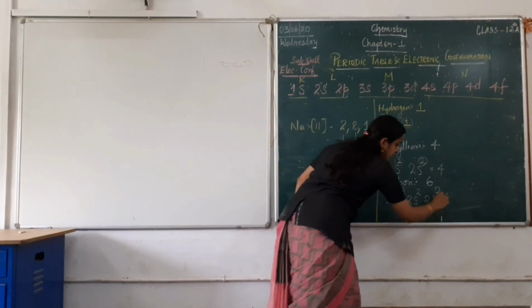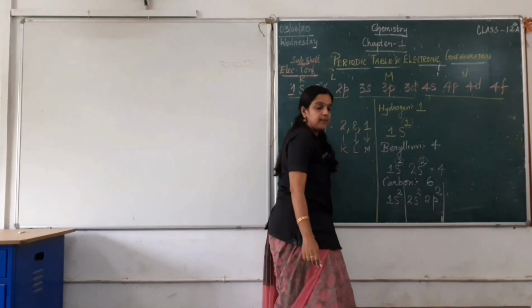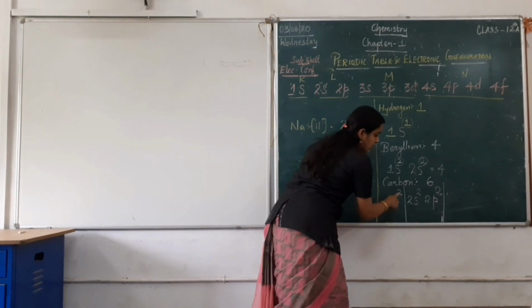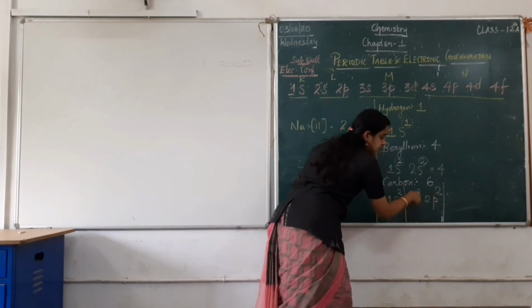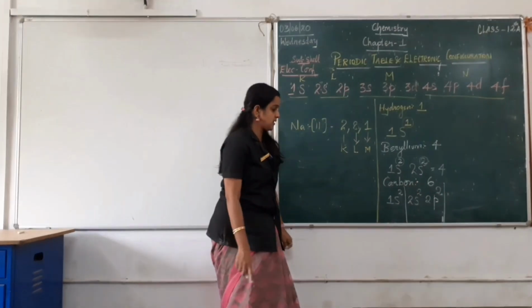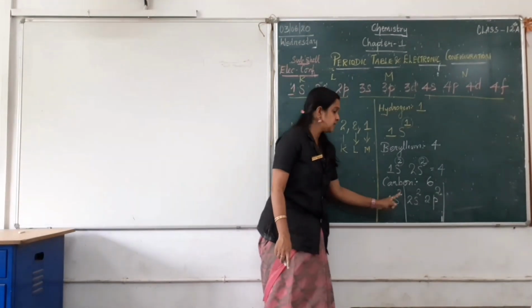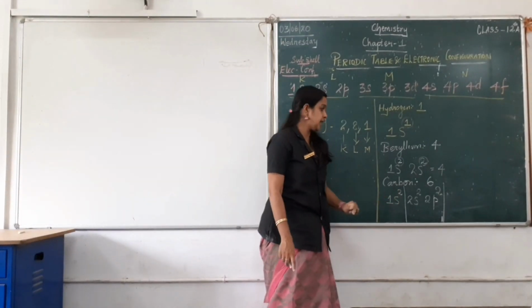So where are these electrons? This is my K shell. This is my L shell. K shell has 2 electrons. L shell has 2 plus 2, 4 electrons. So this is called the subshell electronic configuration.